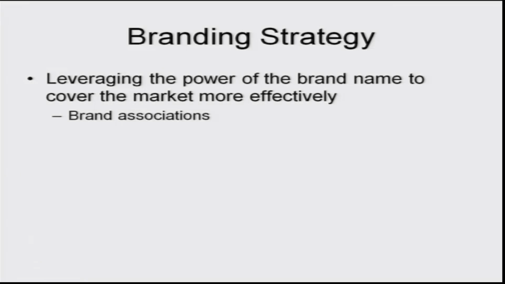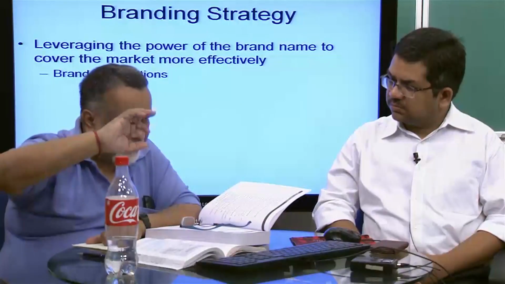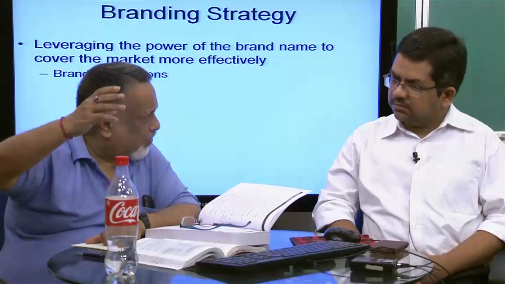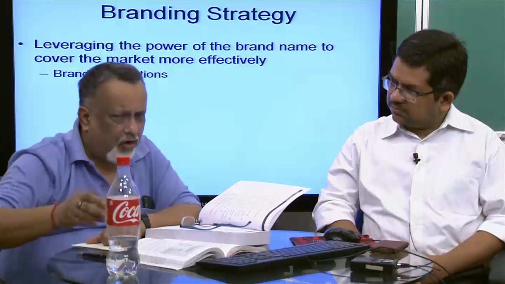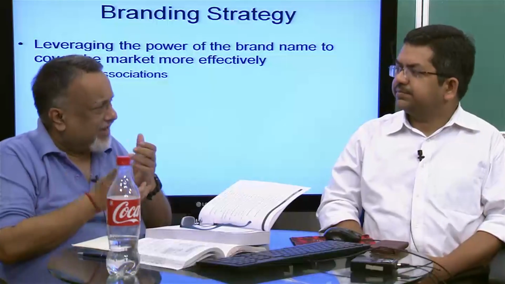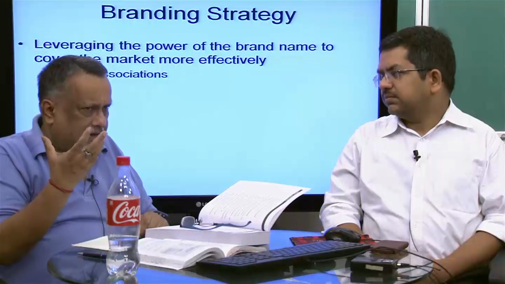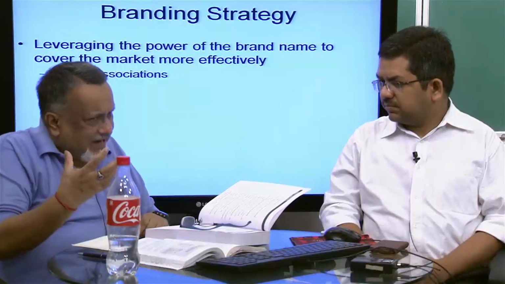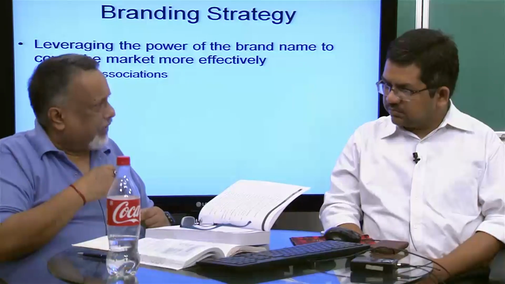So, if we look at different situations, we know that by leveraging the power of the brand name, we cover the market more effectively. Because of the name, the symbol, the jingle, the color, take for example Coca-Cola: just the name Coke, or the color, or one of the jingles or slogans like Thanda Matlab Coca-Cola, all of these evoke in a capsule a whole host of associations. These brand associations evoke a sense of benefit or utility as well as a whole range of emotions. That is the power.